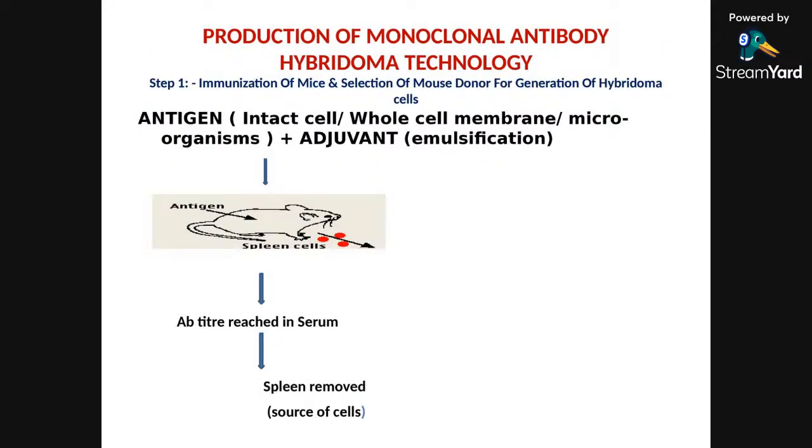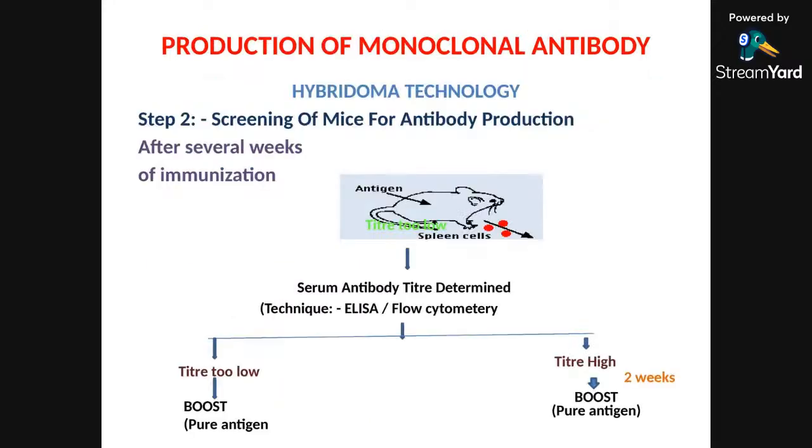Antigen, when it is infected with that cell membrane and microorganism with the adjuvant, it is emulsified and injected. The serum is titrated, the spleen is removed, and then it is tested for antibody production. This antibody is titrated and then tested with ELISA and flow cytometry.